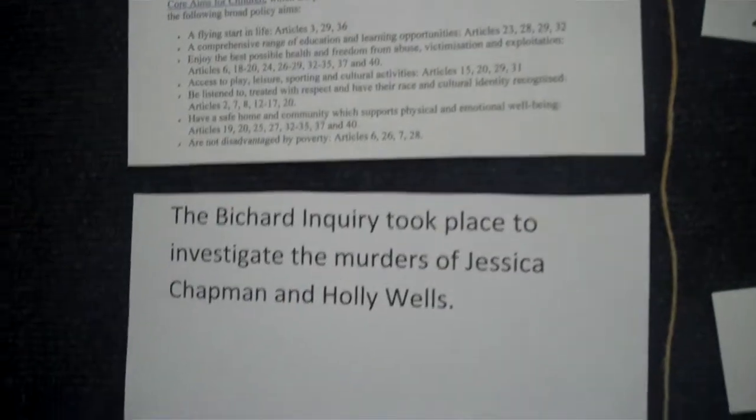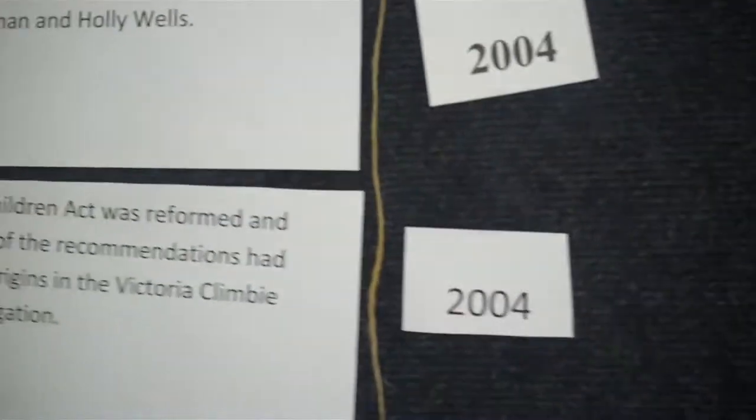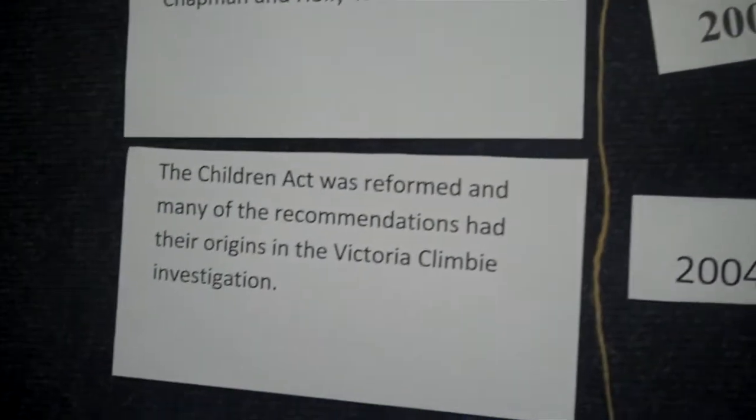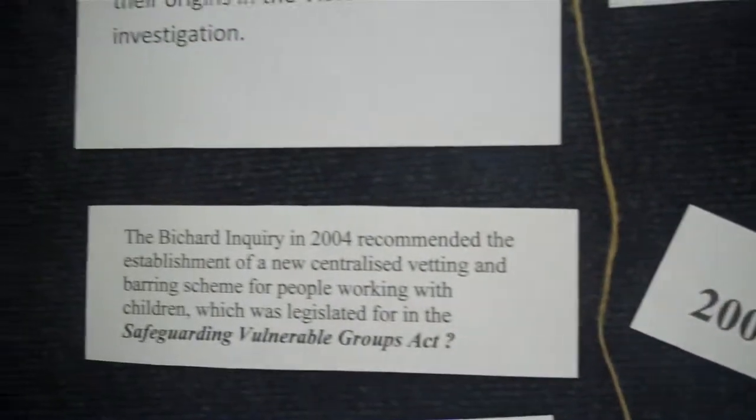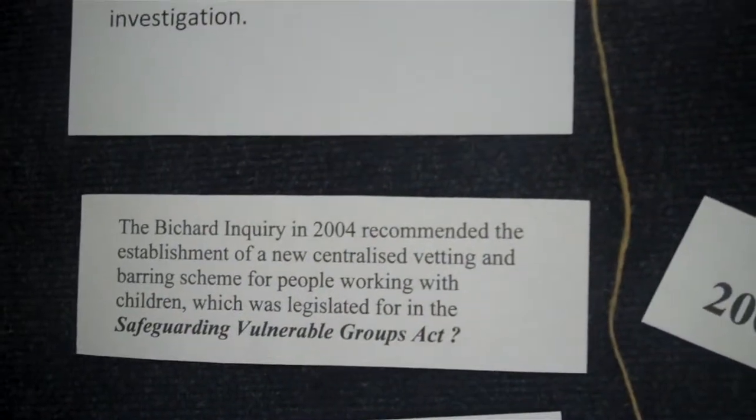In 2004, the Bichard inquiry took place to investigate the murders of Jessica Chapman and Holly Wells. In 2004, the Children Act was reformed and many of the recommendations had their origins from the Victoria Climbié investigation. In 2006, the Bichard Inquiry of 2004 recommended the establishment of a new centralised vetting and barring scheme for people working with children, which was legislated for in the Safeguarding Vulnerable Groups Act.